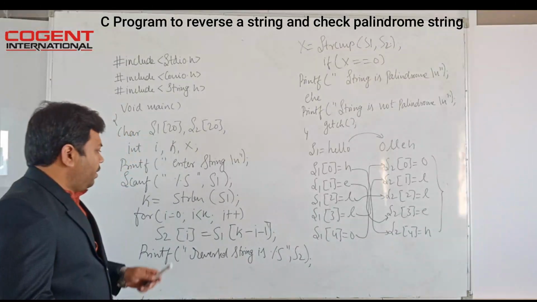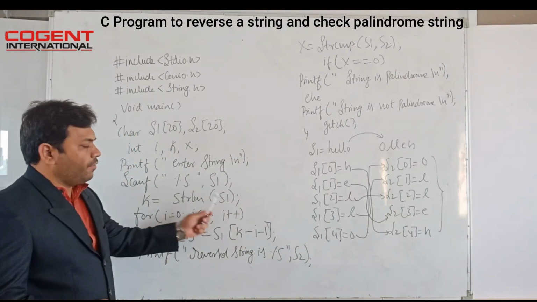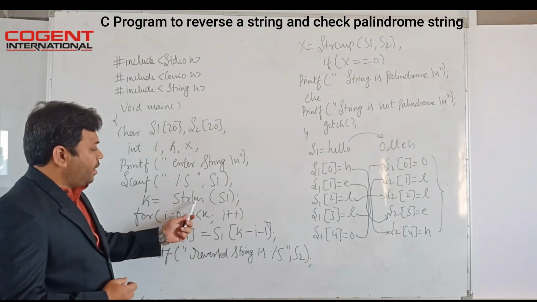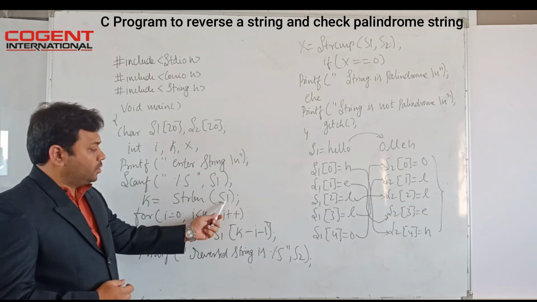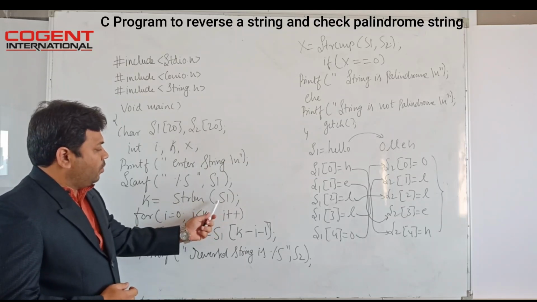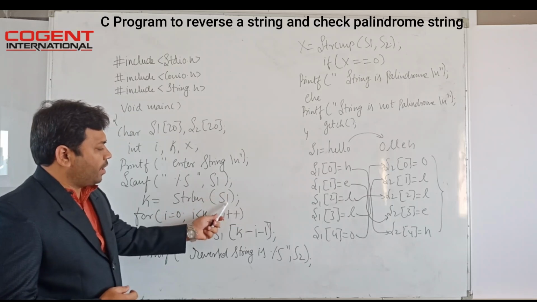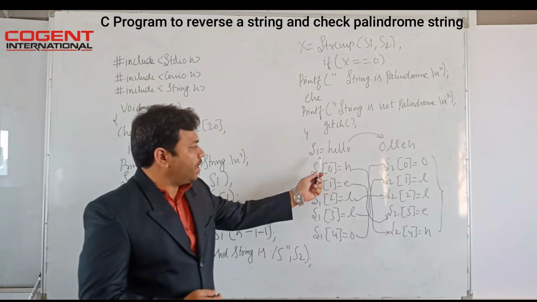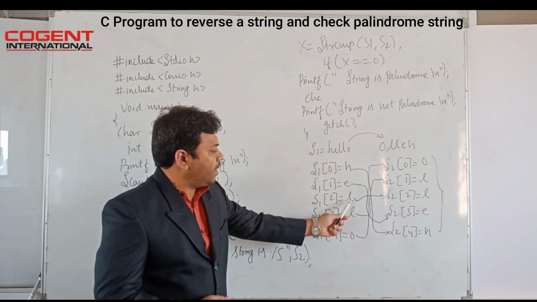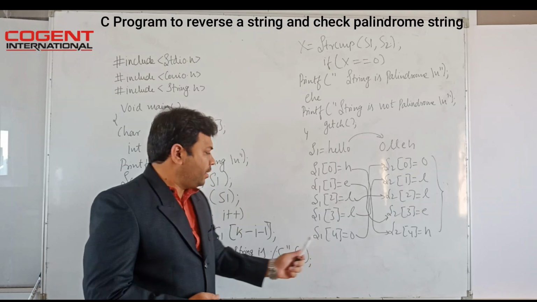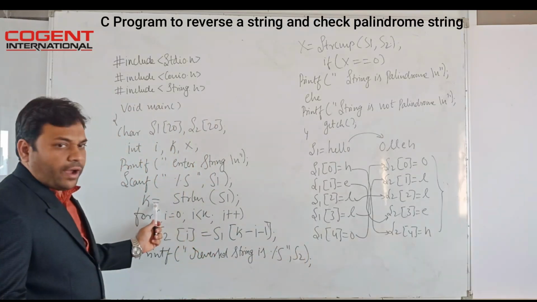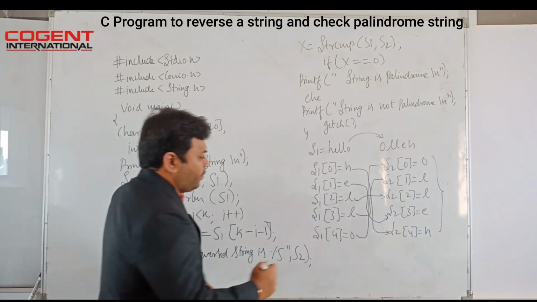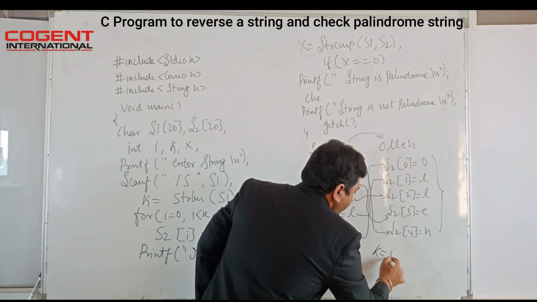Now I will find out the length of string 1, using the built-in function strlen of s1. It will find the length of string 1 and store the value into k. So what is the length of string 1? HELLO, that is 5, right? So k is equal to 5 now. The string length of s1 is 5.